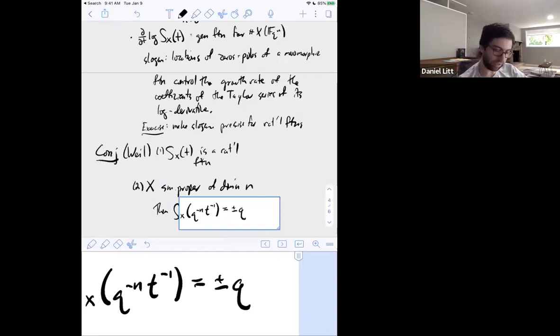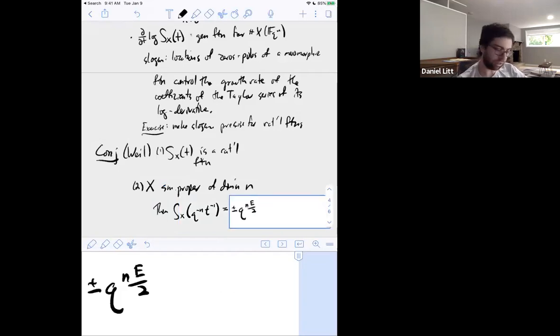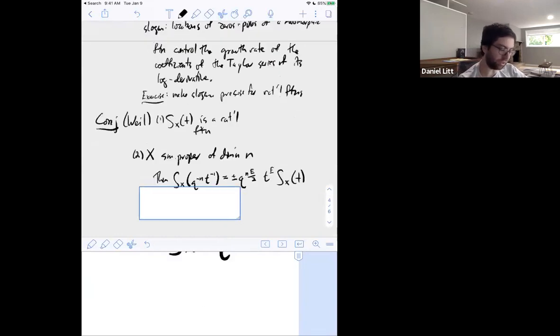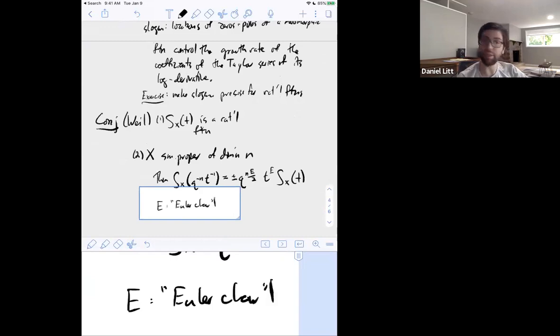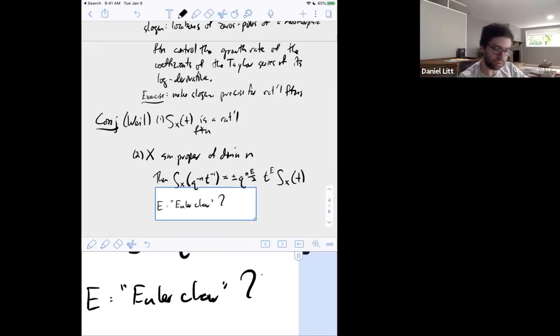Then let me write down the form of the functional equation. Zeta_X(q^{-n} t^{-1}), where n is the dimension, is equal to plus or minus q^{nE/2} t^E times the usual zeta function. And what is E here? E is supposed to be the Euler characteristic. That's something I don't think we know a priori how to define for varieties over finite fields, so maybe part of the conjectures is to make sense of that.